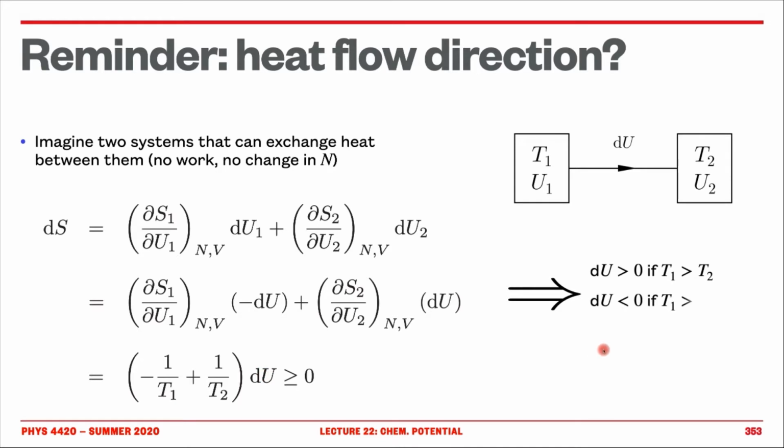Now imagine that T1 was smaller than T2. Then this term here in between the parentheses will be negative. That means that du has to be negative as well, so that the product is positive. So du is negative. In other words, it flows against the arrow that I started from. So again, heat flows from the hot reservoir to the cold reservoir.